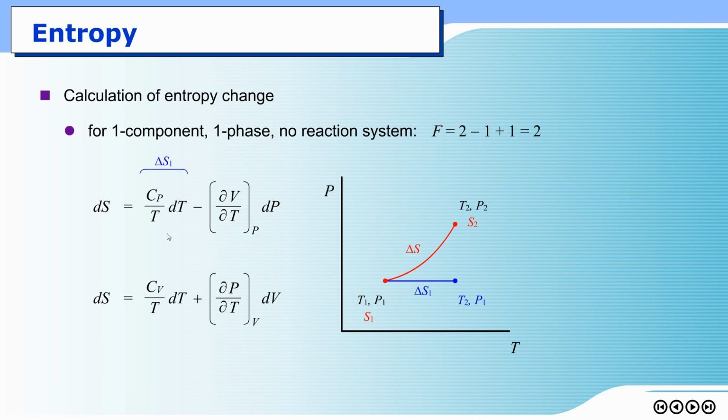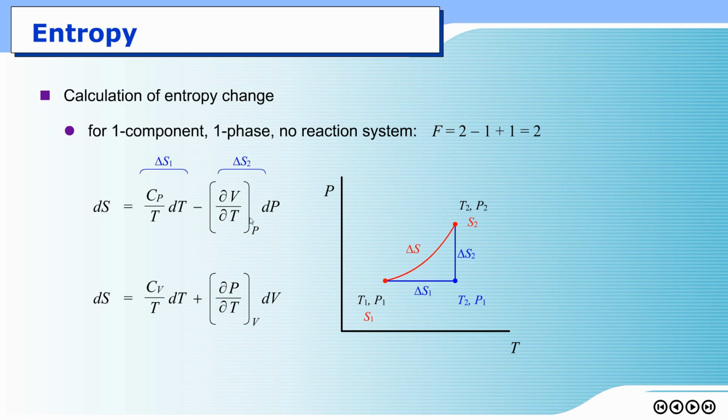Then if you change further from this point to the end of the process at T2 and P2, this change takes place at constant temperature T2 by changing pressure from P1 to P2, which corresponds to this term. The first term is a change at constant pressure, and then you integrate it with dP. So this term can be found basically by using this path. If we call this path delta S2, this particular term represents delta S2.